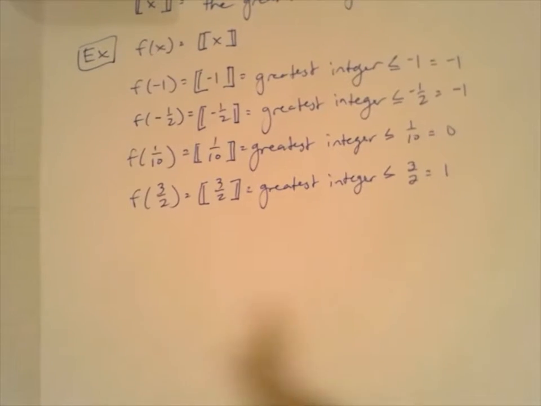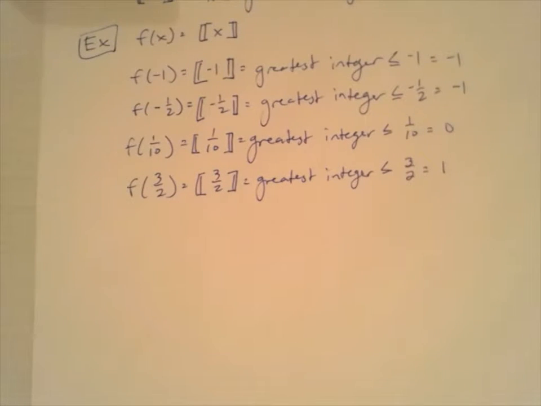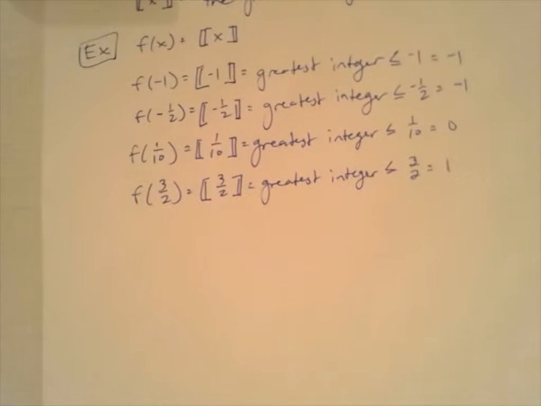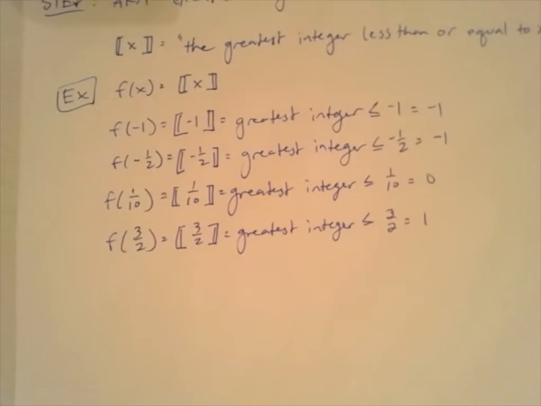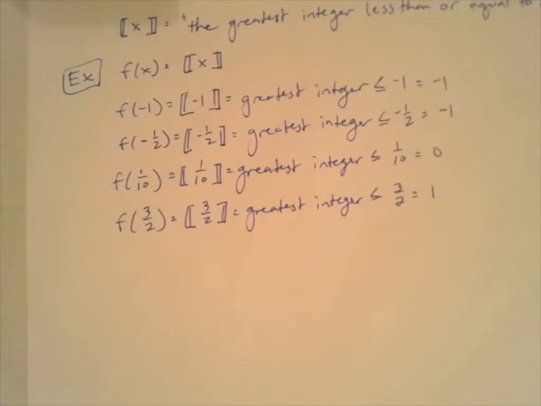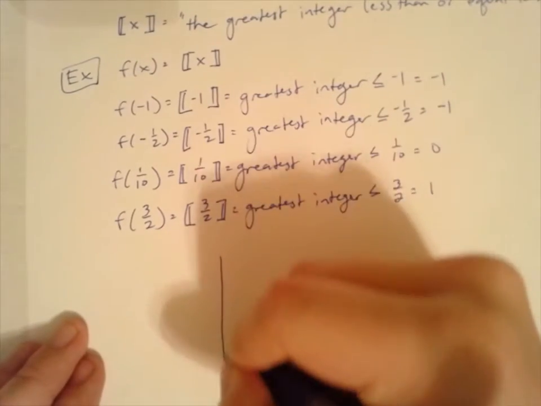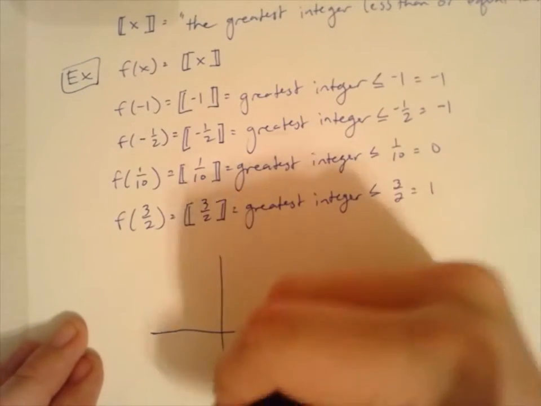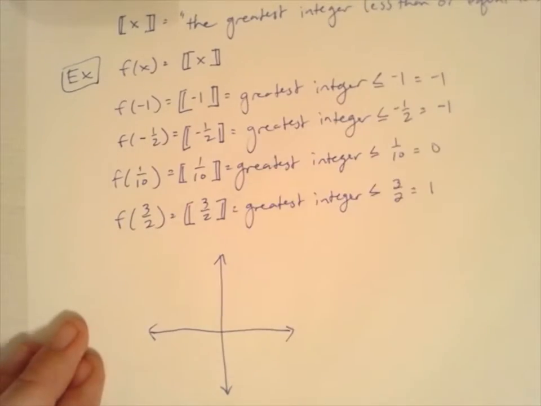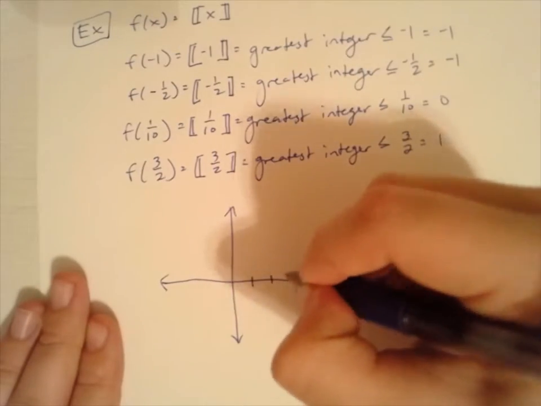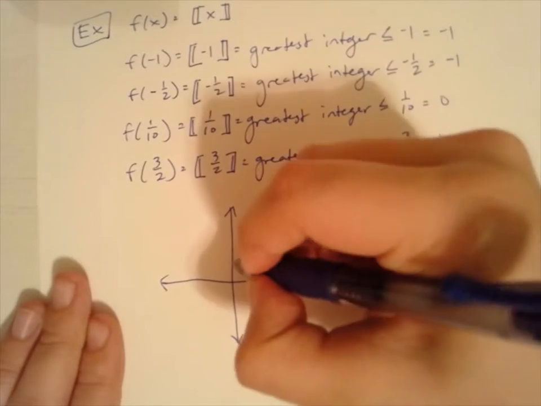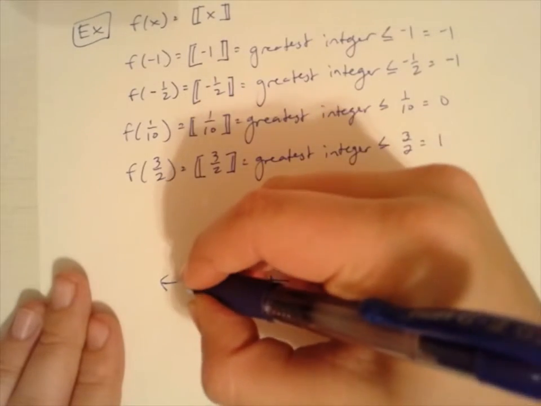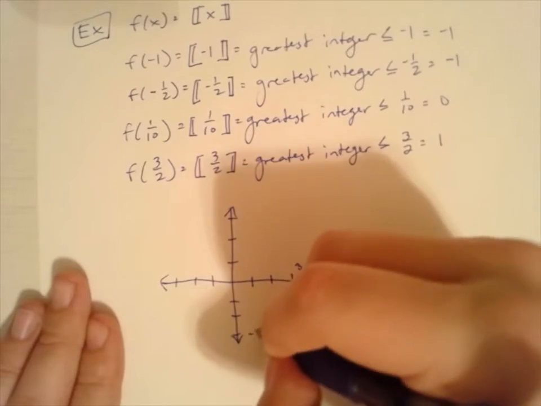And so when we graph this whole thing out, I can actually show you in the calculator. Okay, so to graph the greatest integer function, here's what it looks like. Let's do it by hand first and then I'll show you the calculator. Alright, so if we have a coordinate plane, and we do 1, 2, 3 on each axis.